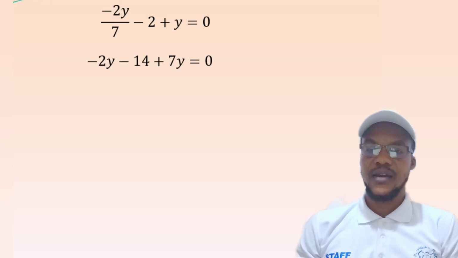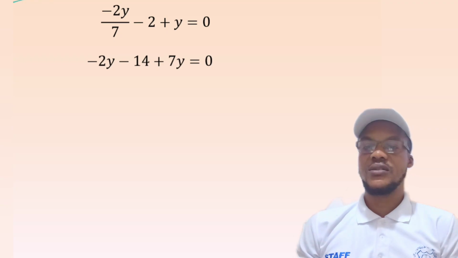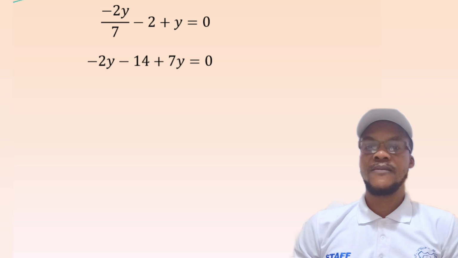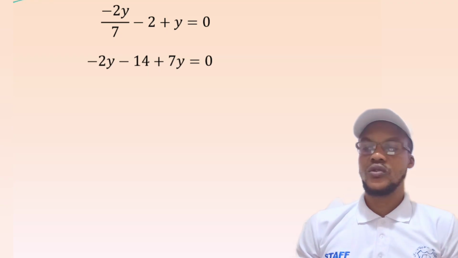How do we find y? By grouping like terms, or we can find the LCM and multiply through. So we know that the LCM is 7. And if you multiply through, you are going to get -2y minus 14 plus 7y, which is equal to 0.